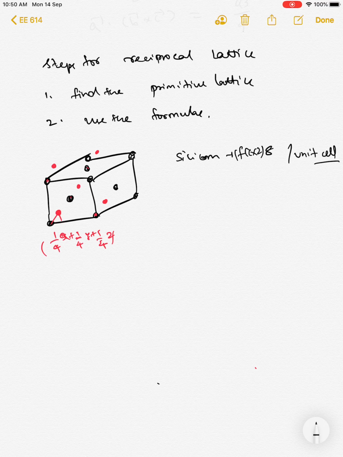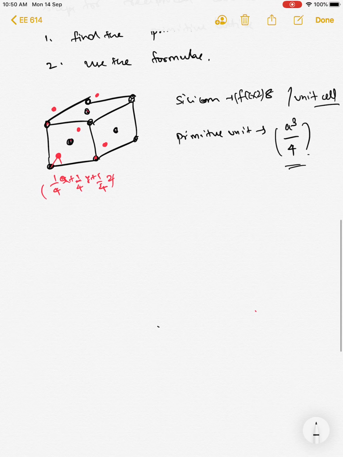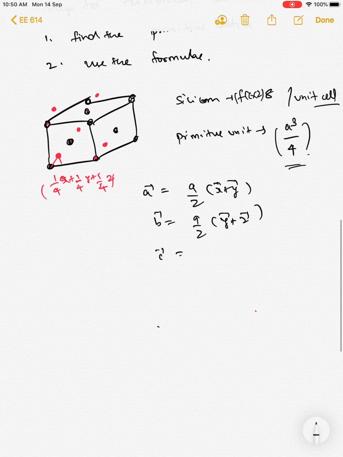And the primitive unit cell is actually a cube by 4, right? However, this remains the same because this is based on just the number of lattice points and does not depend upon the number of atoms that it has, right? So your actual definition of a vector is still a by 2 (x plus y), b is equal to a by 2 (y plus z), c equal to a by 2 (z plus x).